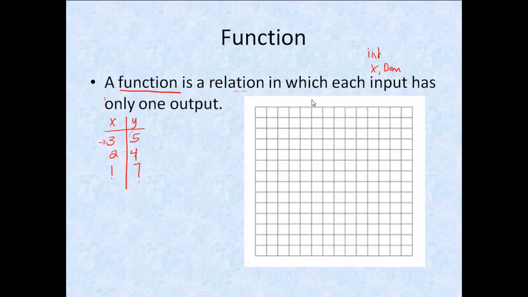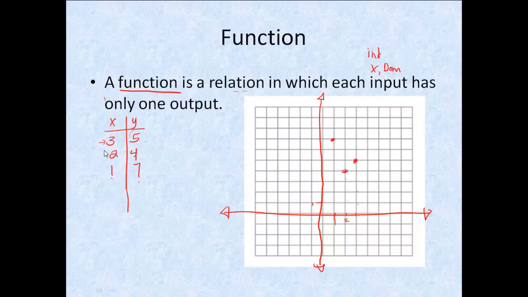What I'm going to do is I'm going to go ahead and plot all of these points. I'm going to graph these over here on my coordinate plane. Okay, I have them all plotted, and we already decided it's a function. Well, what I'm going to do is show you what we would have to do to make it not be a function.